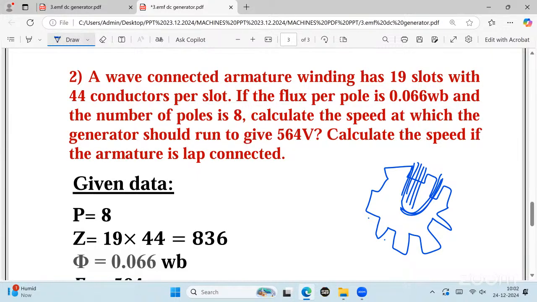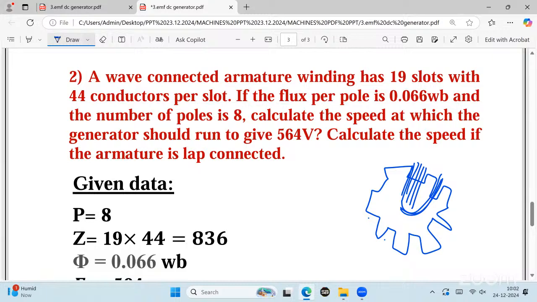Now tell me the total conductors in the armature. Slots into conductors. 19 into 44. So 836 conductors are present in the armature. So this is the given data.